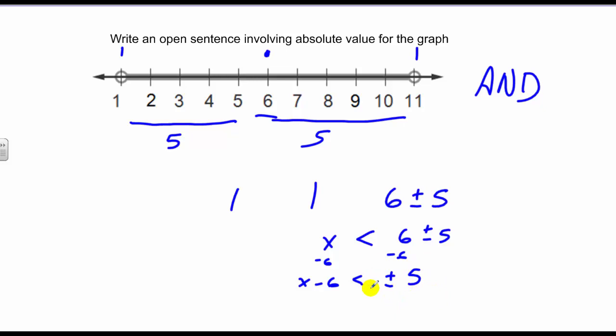And we know that if we have a plus or minus, that's like using an absolute value. So we're going to take and tack on my absolute value. And since we have the open dots, it's strictly less than, not less than or equal to. And there's our equation. Very similar to the equality problems that we did before. It's just now we have to determine whether it's less than or greater than in the problem.